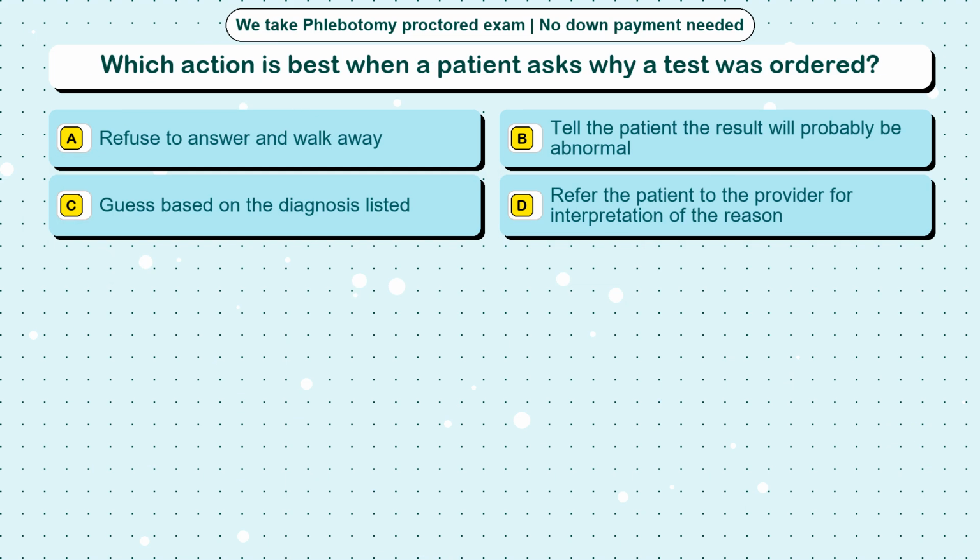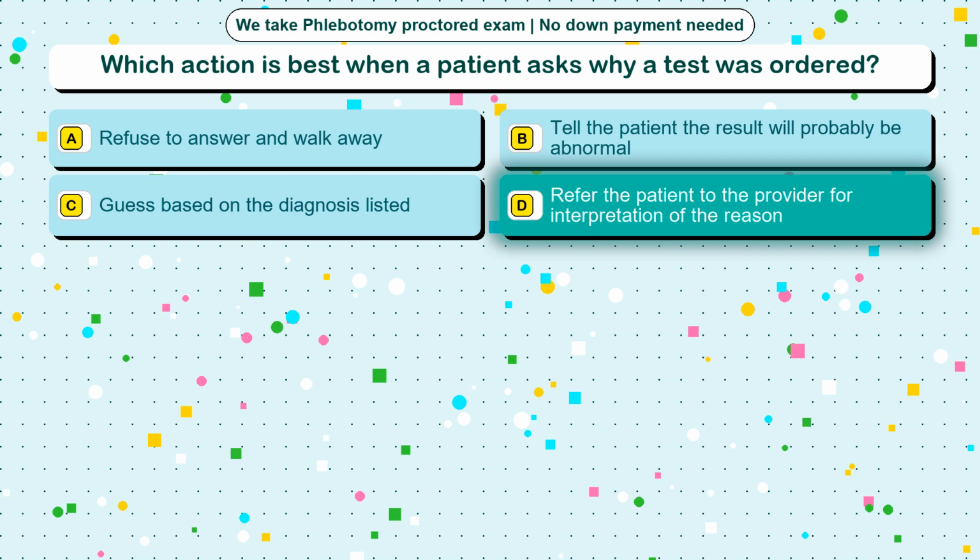Option A, refuse to answer and walk away. Option B, tell the patient the result will probably be abnormal. Option C, guess based on the diagnosis listed. Option D, refer the patient to the provider for interpretation of the reason. The correct answer is option D, refer the patient to the provider for interpretation of the reason.